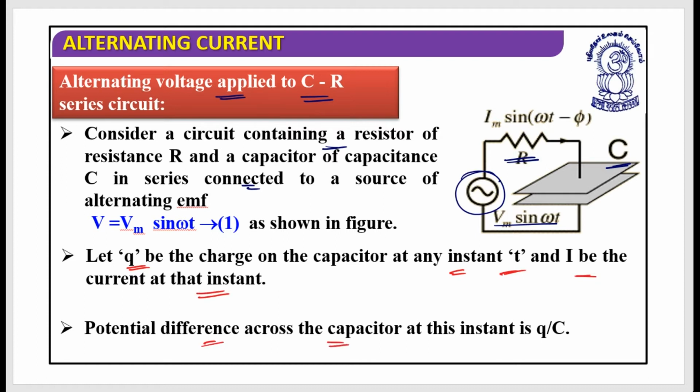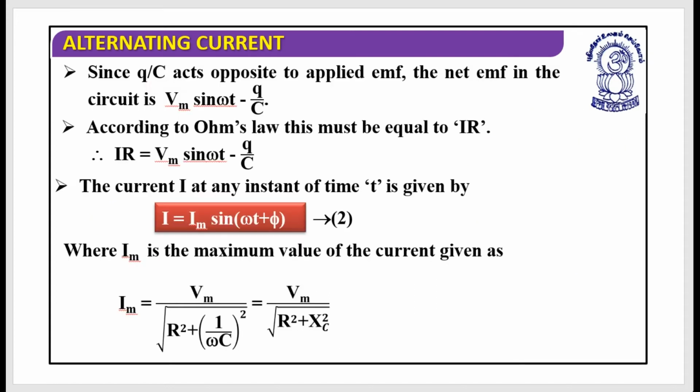Potential difference across the capacitor at this instant is Q by C. Since Q by C acts opposite to the applied EMF, the net EMF in the circuit is Vm sin omega t minus Q by C, and according to Ohm's law, this should equal IR. So IR equals Vm sin omega t minus Q by C.